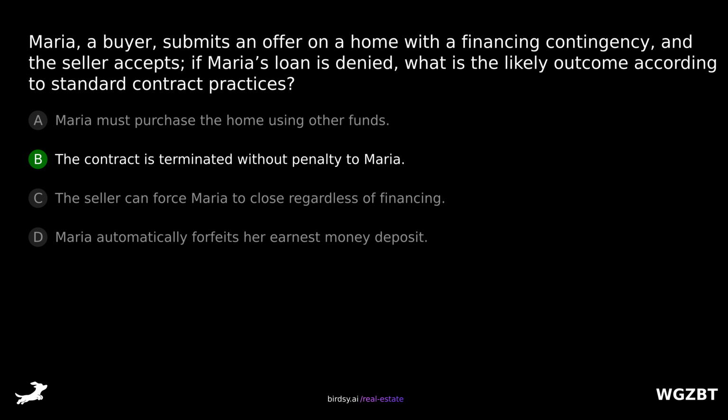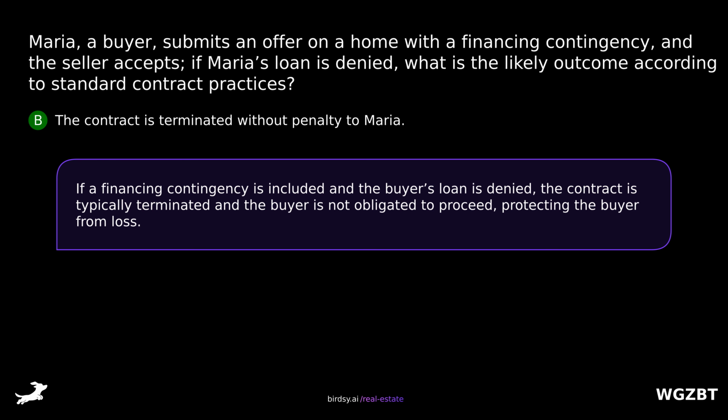The correct answer is B. The contract is terminated without penalty to Maria. If a financing contingency is included and the buyer's loan is denied, the contract is typically terminated and the buyer is not obligated to proceed, protecting the buyer from loss.